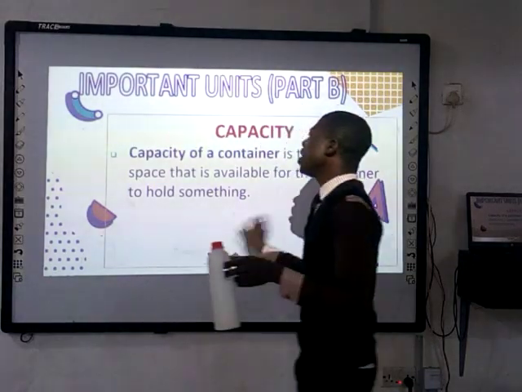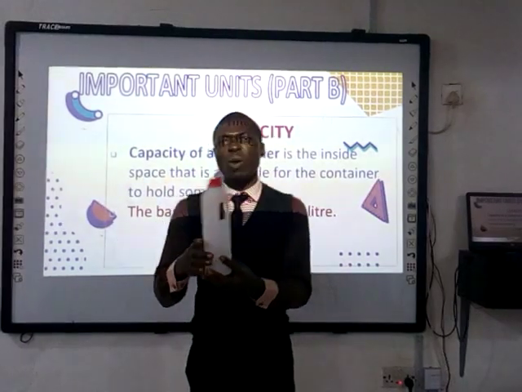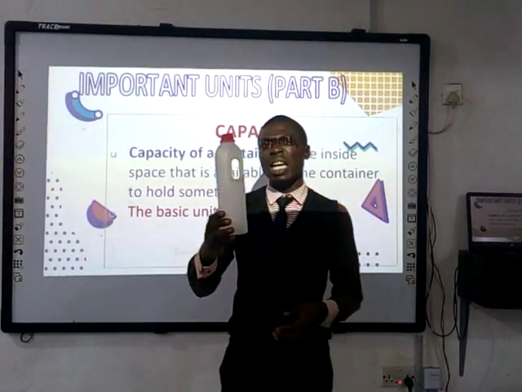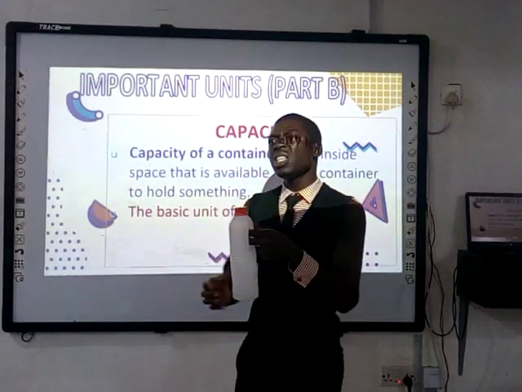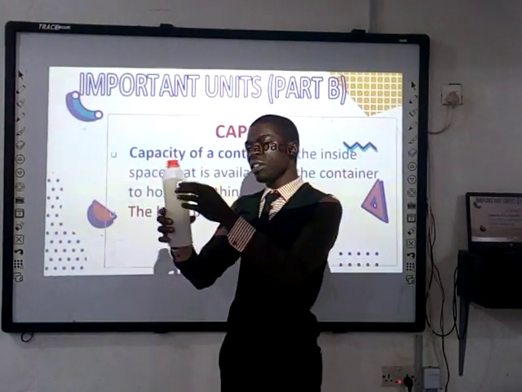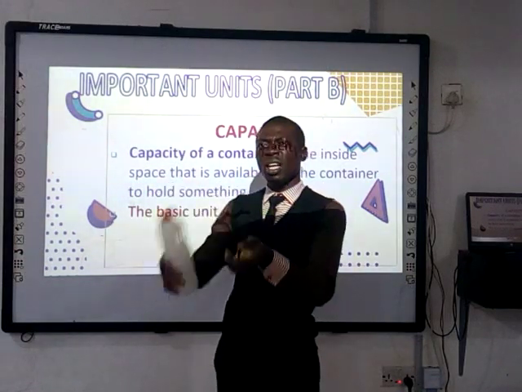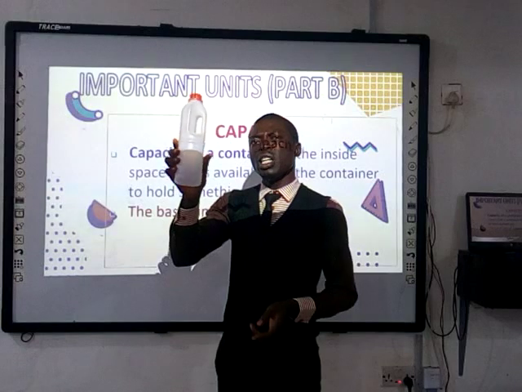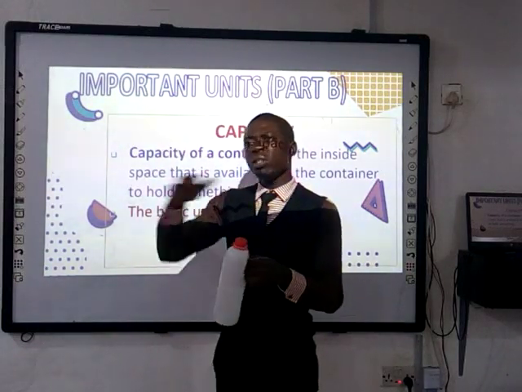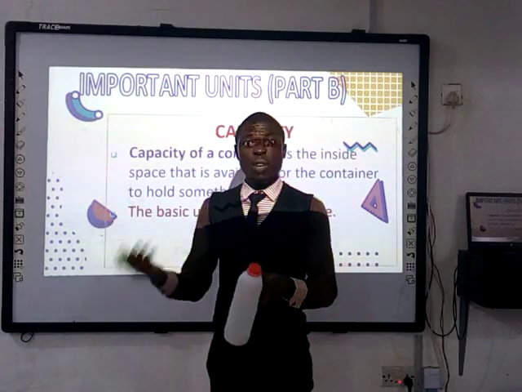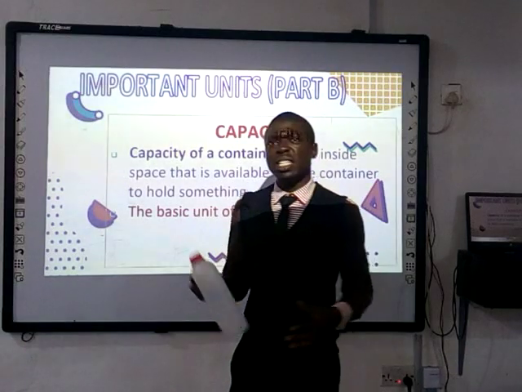The basic unit of capacity is the liter. I know you know the liter very well. What I'm holding is a 1 liter container. If I want to find the capacity of a bucket, all I need to do is fetch water with this 1 liter container and empty it into the bucket. I keep doing that and keep counting the number of times I fill the bucket. If it's 5 times, I will conclude that the capacity of the bucket is 5 liters.